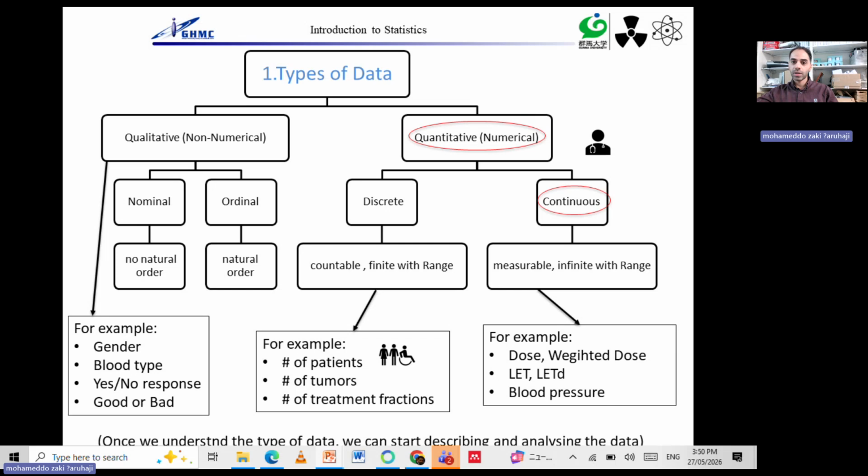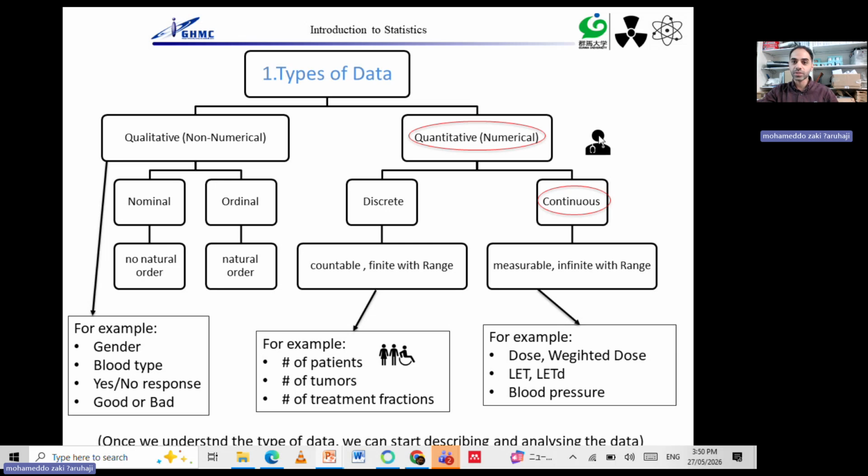So, examples for discrete data: the number of patients, the number of tumors, the number of treatment fractions. Examples for continuous data: LET, dose-average LET, biological dose, or blood pressure.